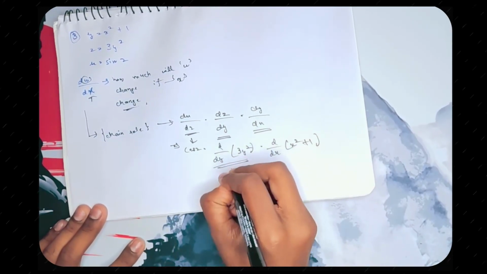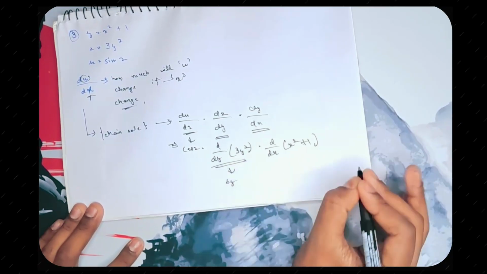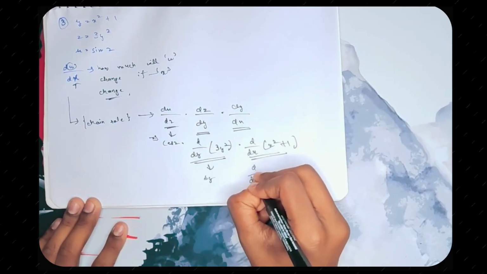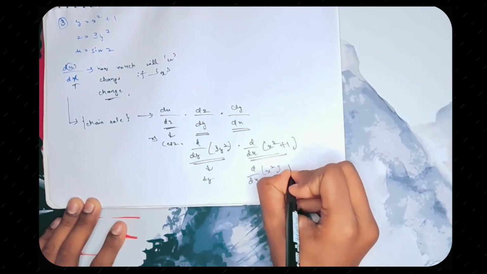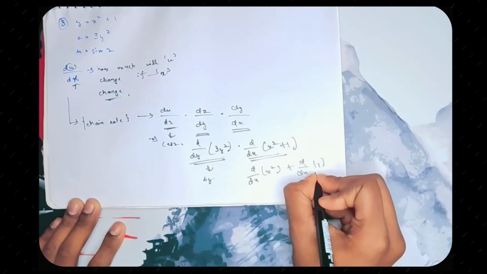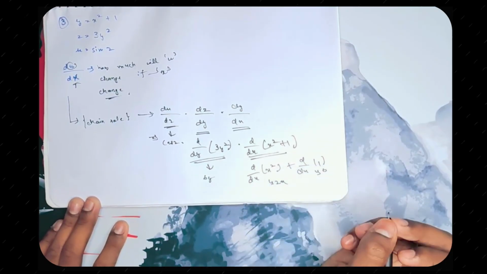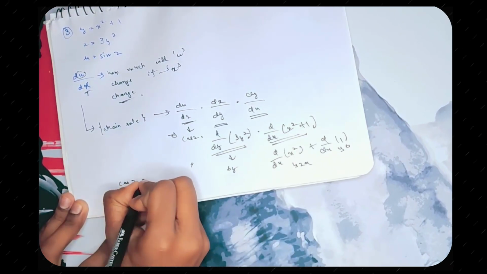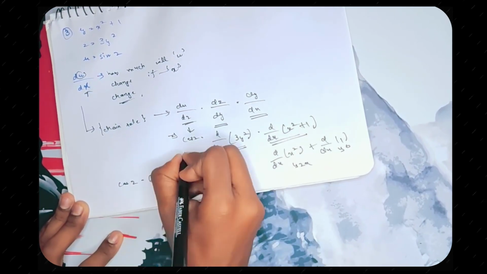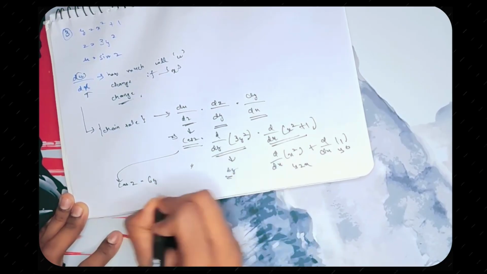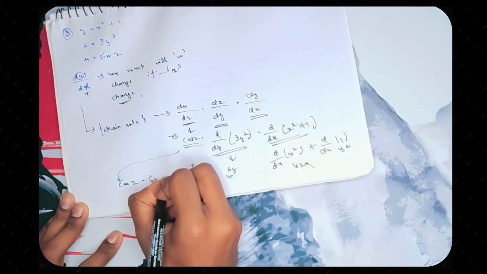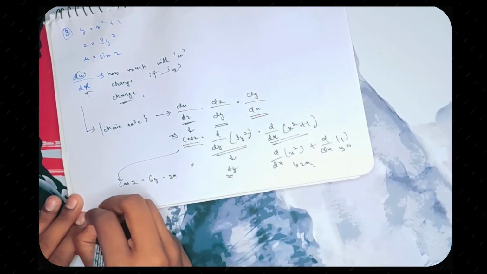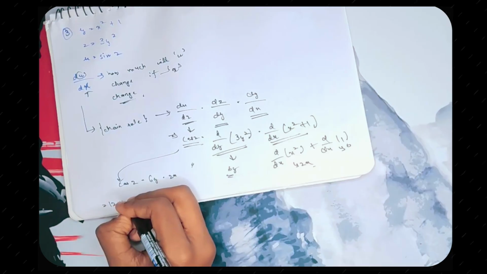Now let me expand this, so this will be nothing but 6y, and if you expand this, it will become dy by dx of x square plus dy by dx of 1. This will be 0, this will be 2x, right? So you can see we got cos z times our 6y, so this is cos z, this is 6y, and we got 2x, right? Simple. And if we expand this, we'll get 12xy cos z.